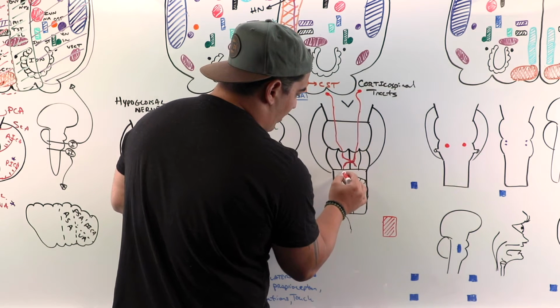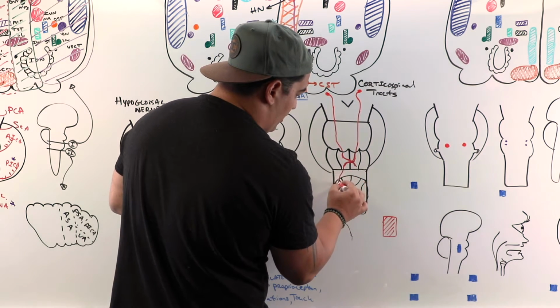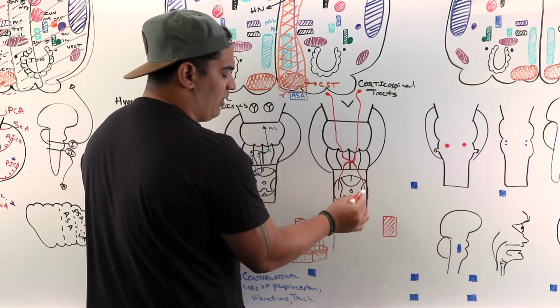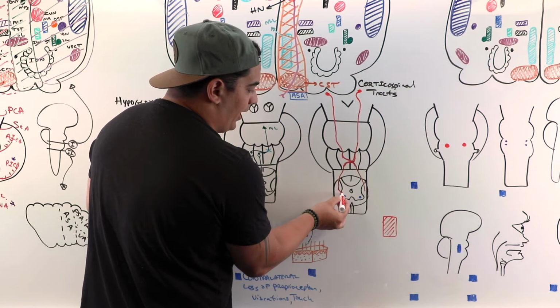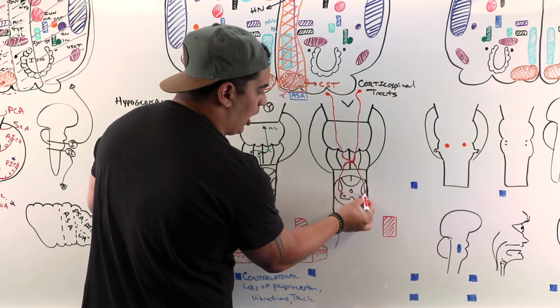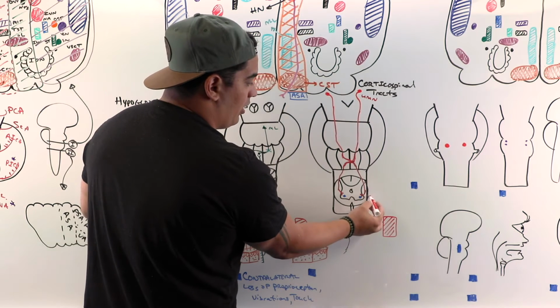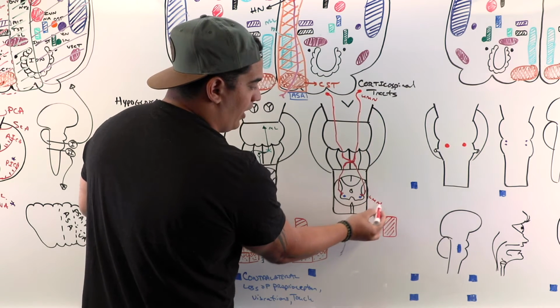This will then do what? It'll descend downwards into the lateral white column. Lateral white column, 85% of the fibers will. And eventually it'll synapse on these lower motor neurons, because this is our upper motor neuron. This is our upper motor neuron. These were our lower motor neurons. All right?